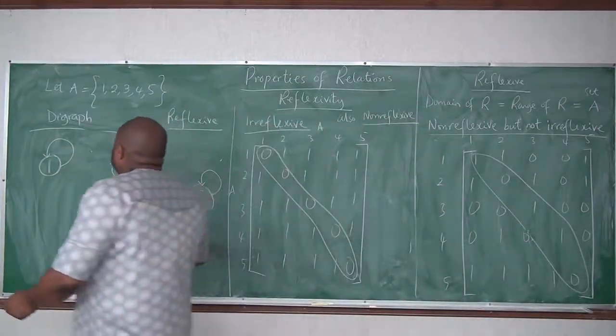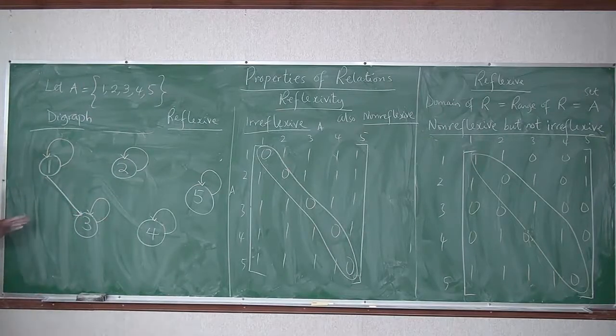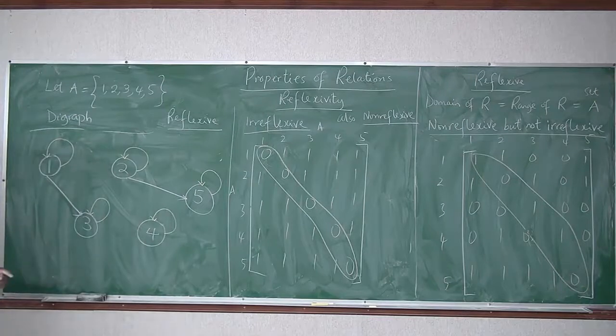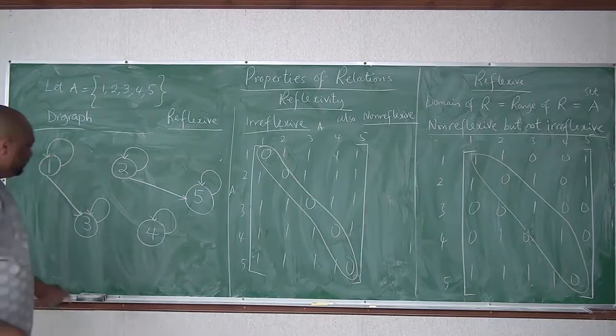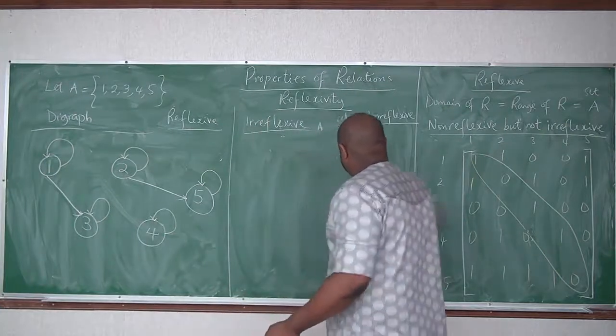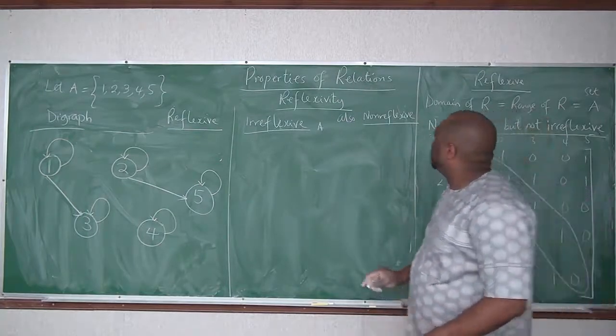So even if I put this, 1 relates to 3. Even if I put this, let me use white chalk in this case, it doesn't matter at all. Even if you have 2 relates to 4, or let's say 2 relates to 5, whether we have it or none at all, it doesn't matter. The main thing is that we have loops in all the vertices. That is reflexive.